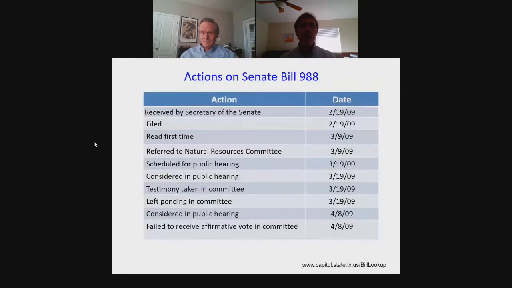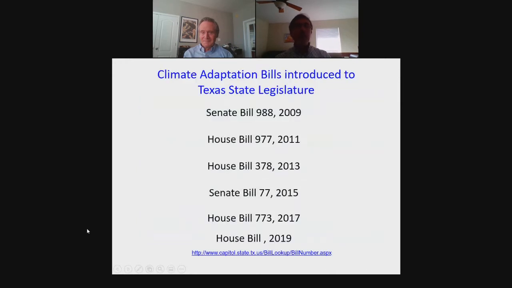At the end of the day, here's a set of actions that occurred on the bill from the time it was received on February 19th by the Senate of Texas, all the way to when testimony was taken in committee on March 19th. That was a day of my life I will never get back. It failed to receive an affirmative vote in the committee a few weeks later, and the bill did not come to pass. It was voted down. That was in 2009. As I said, the legislature in Texas meets every other year. Pretty much the same bill has been introduced every other year, and I've been asked to testify on it every other year, and it has failed every other year. Maybe 2021 will be different.